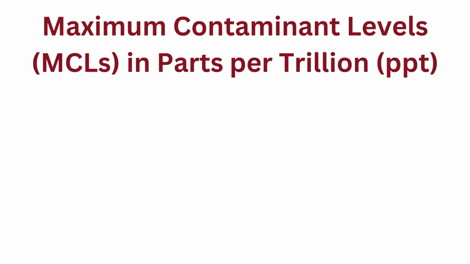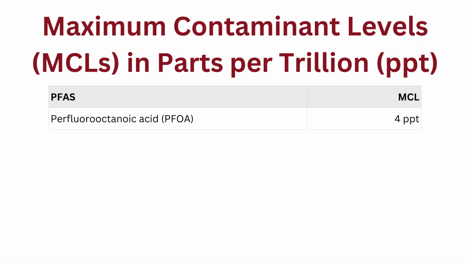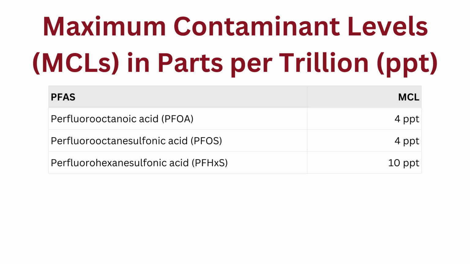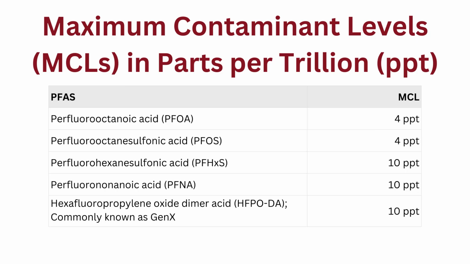The maximum contaminant levels, or MCLs, for PFAS are expressed in parts per trillion, abbreviated by PPT. Here are the MCLs for the PFAS that are currently regulated: 4 parts per trillion for PFOA, 4 parts per trillion for PFOS, and 10 parts per trillion for each of the following compounds: PFHxS, PFNA, and HFPO-DA, commonly known as GenX chemicals.